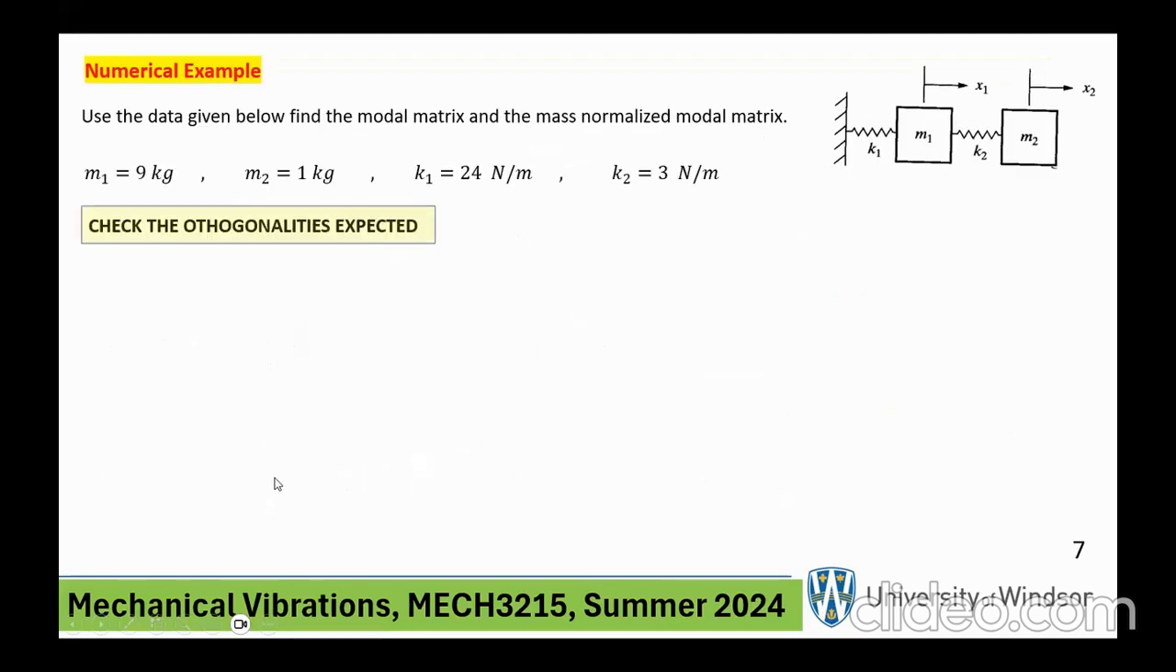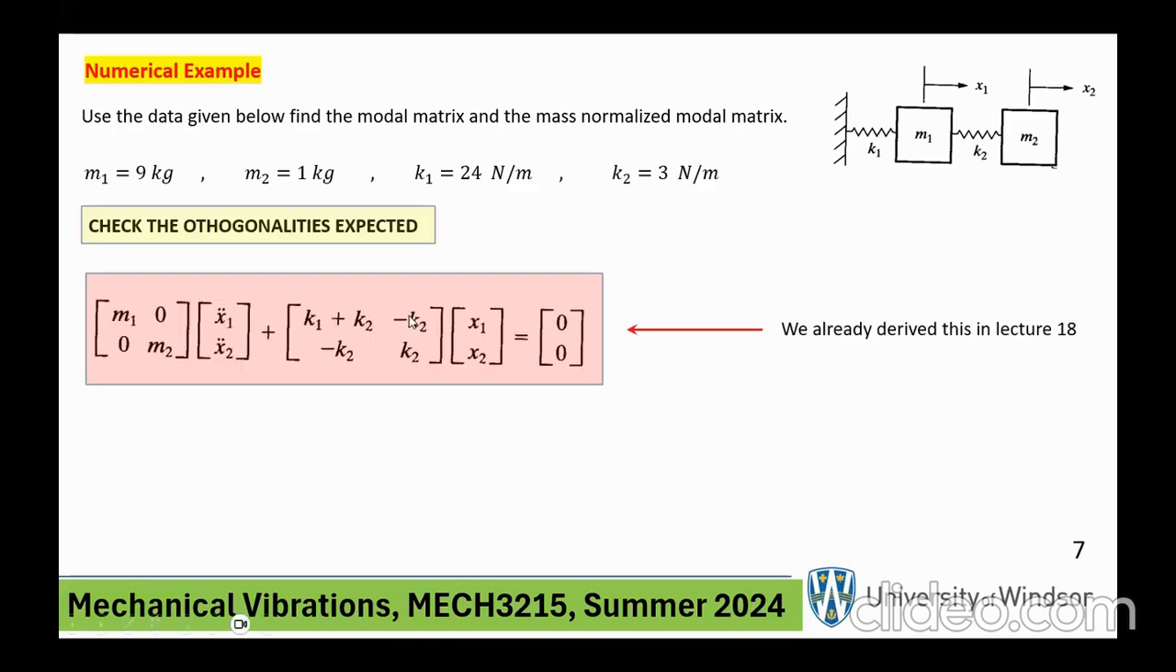Okay, so let's do an example. This problem I did for you on Tuesday, but I'm going to repeat it. You're going to see this problem probably a few more times so that everything is worked out for you. All right. What you want to do is to verify what I just showed you. In other words, get the M tilde, make sure it's diagonal. Get the K tilde, make sure it's diagonal.